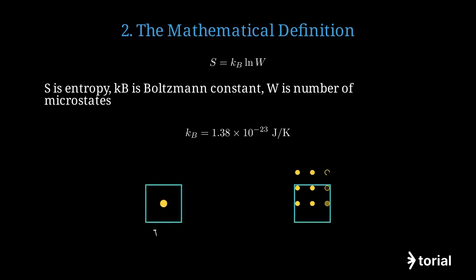With one particle in a box, there's only one possible state. With more freedom, the number of microstates increases dramatically.